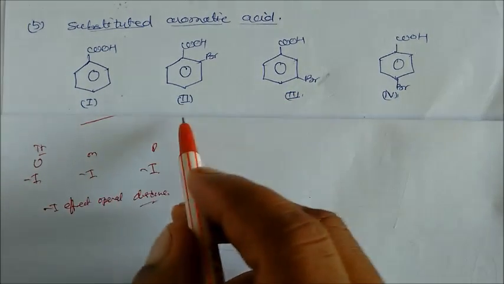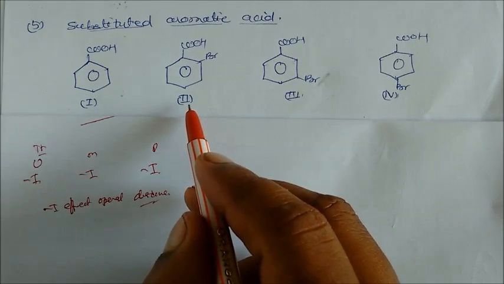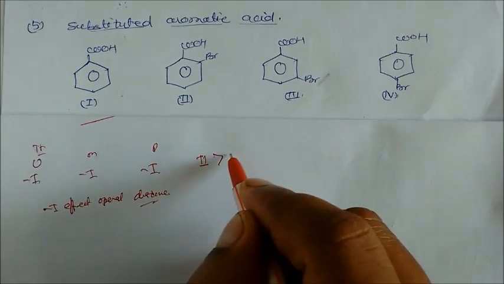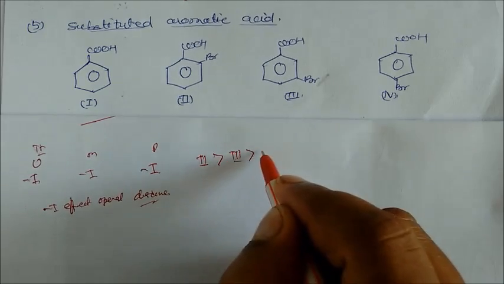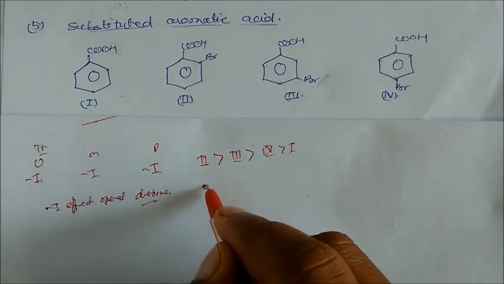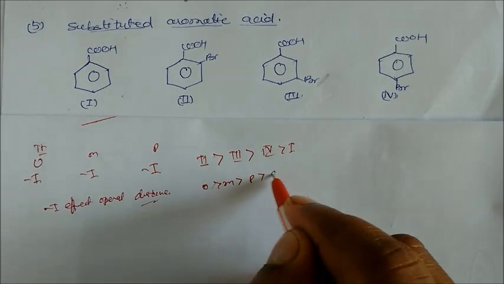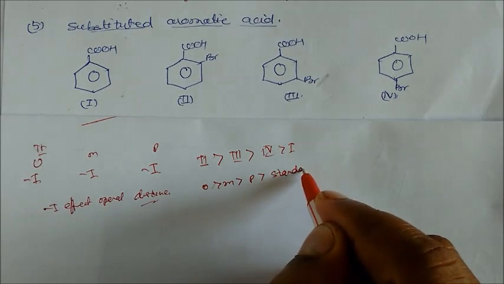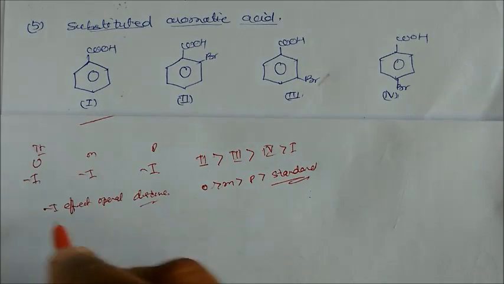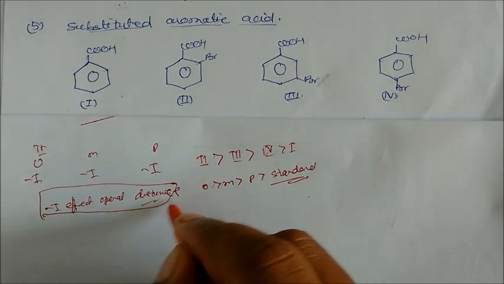So in these cases, which will be more acidic? 2 will be more acidic. So 2 is more acidic than 3, then 4, and then the standard. So the basic concept is that ortho is more acidic than meta, then para, and then your standard. Standard means benzoic acid. So we just keep these things in mind: minus I effect operates through distance.